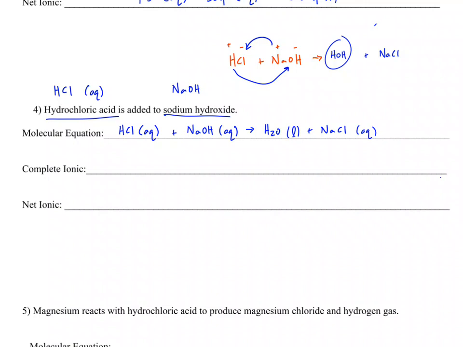All right, so now I need to write the complete ionic equation. I'm going to dissociate hydrogen and chlorine. Hydrogen has a +1 charge, and it's aqueous. Chlorine has a -1 charge, and it's also aqueous, plus sodium hydroxide: sodium +1 and hydroxide -1. Produce water, so we're going to leave water as a liquid. And sodium chloride is going to be sodium and chlorine.